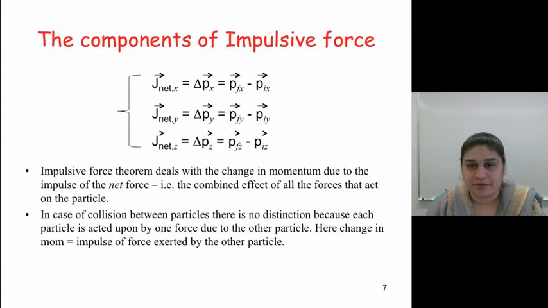So, components of an impulsive force. Since impulsive forces are forces, they are vectors, so we need to define them for all three coordinates that we are used to for vectors. So J net along the x direction will be equal to delta px, which is the component of momentum along that direction. J net along y will be equal to delta py, which is the component of momentum along the y direction, and so on and so forth.